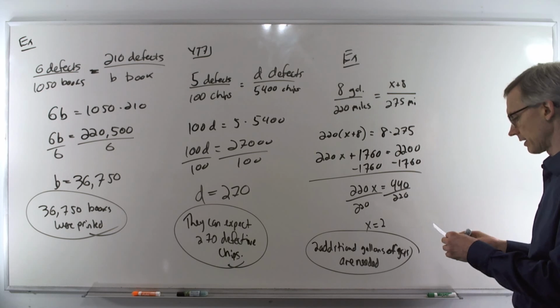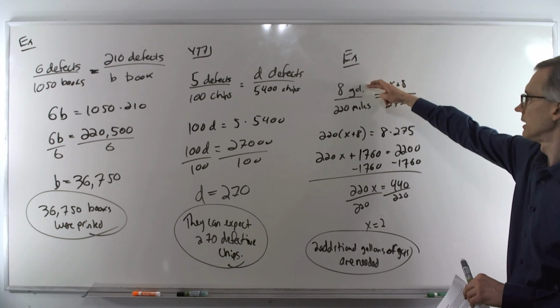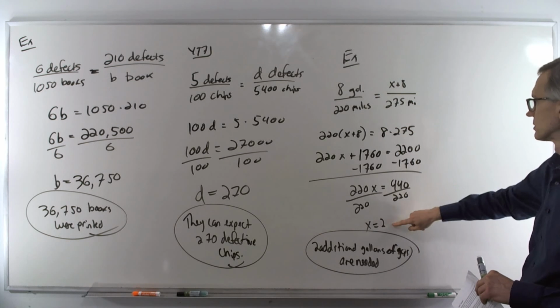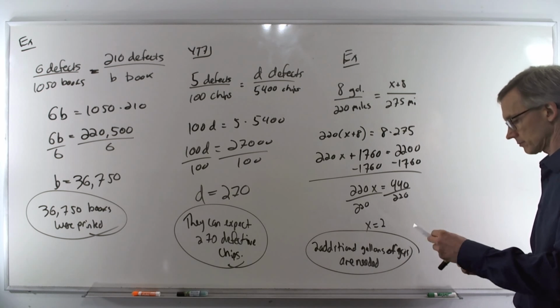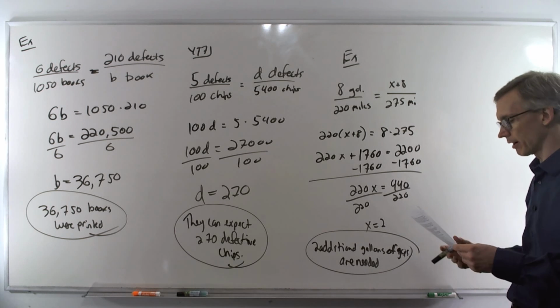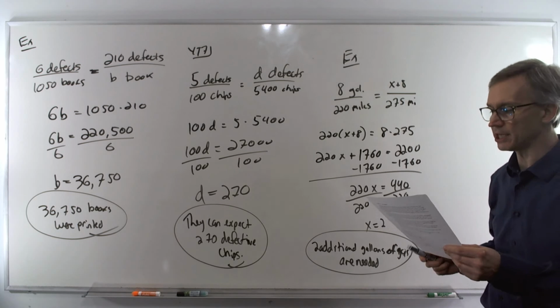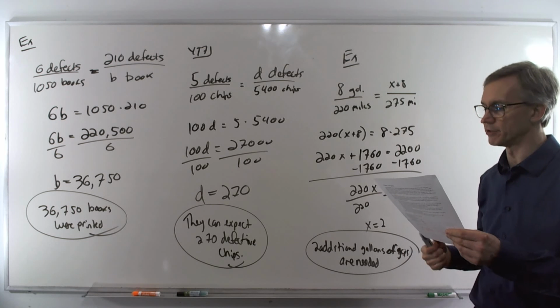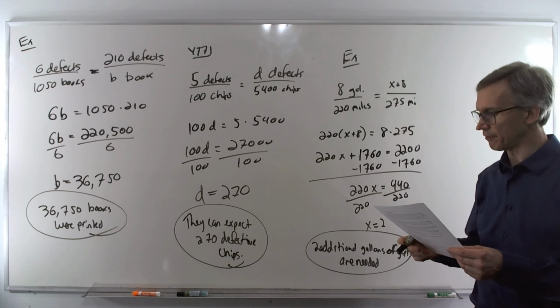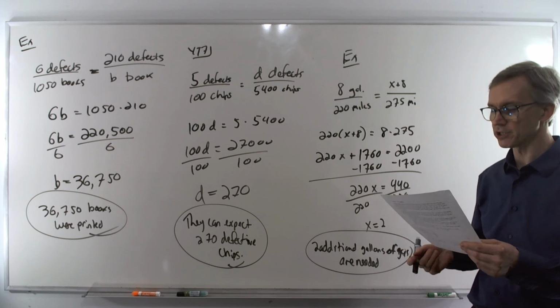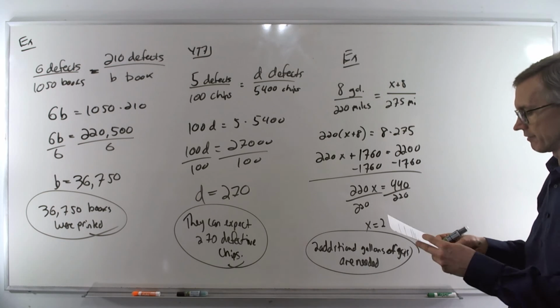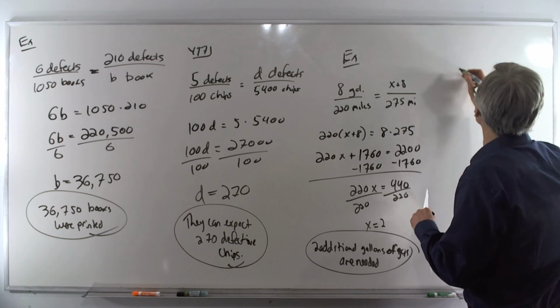So if we plug in then, we're going to do 8 divided by 220, make sure that equals 2 plus 8 or 10 over 275. Your turn, number 8. An investor owns 80 shares of stock and earns a dividend of $280. If the investor wants a dividend of $448, how many additional shares of stock must the investor purchase?